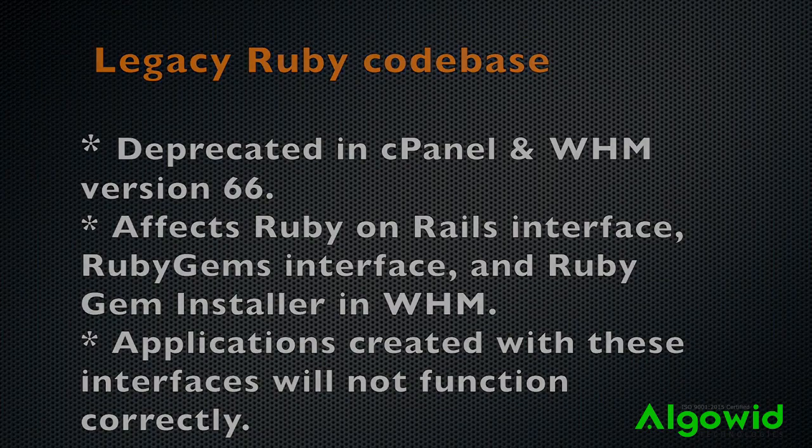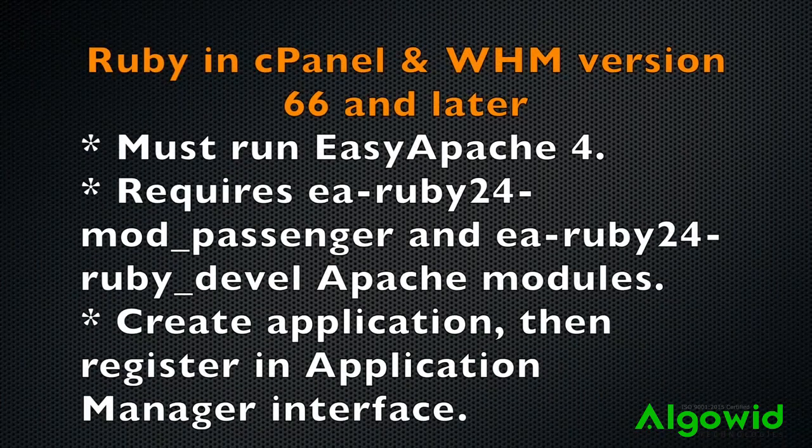version 66 and later. First of all, your server must run EasyApache 4 and the EA-Ruby24-mod_passenger and EA-Ruby24-Ruby-devel Apache RPMs. Then, after you create the application, you must register it in cPanel's Application Manager interface. In fact, if the EA-Ruby24-mod_passenger RPM isn't installed on your server, the Application Manager interface won't even be available.